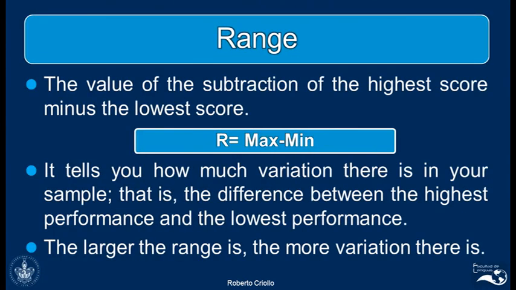The first measure of variability is the range, and it can be defined as the value of the subtraction of the highest score minus the lowest score. You can see the formula there. So the range tells you how much variation there is in your sample. In other words, the difference between the highest performance and the lowest performance. And so, by definition, the larger the range is going to be, the more variation there is going to be in your sample.